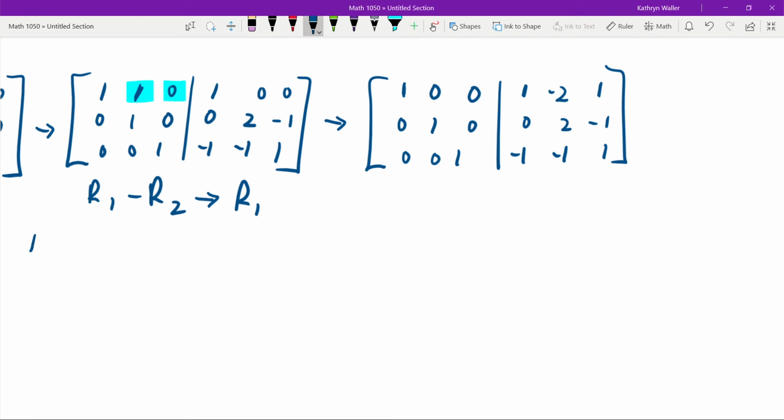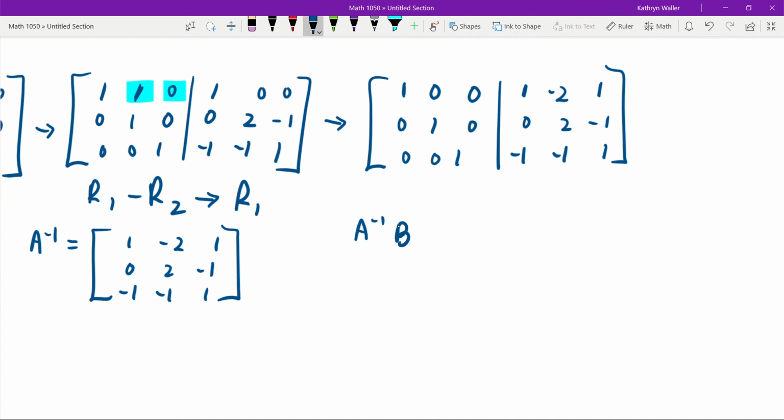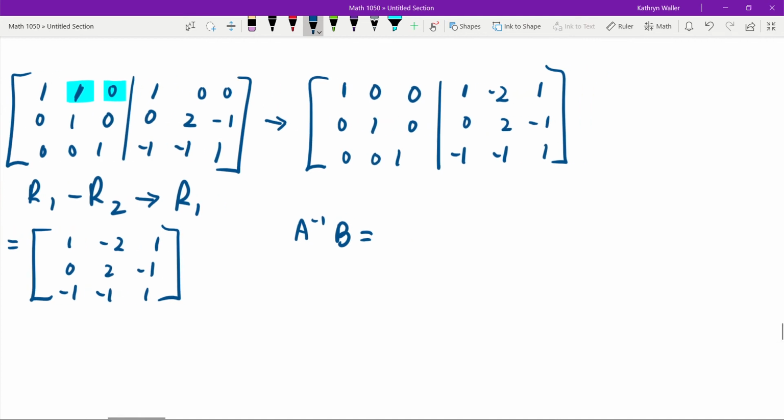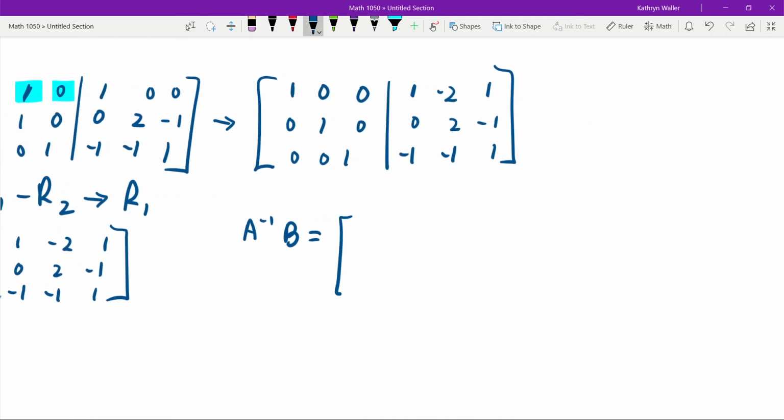Everybody go. A to the negative first equals [1, -2, 1], [0, 2, -1], [-1, -1, 1]. Then I want you to write down A inverse times B equals. So you write your inverse, and right next to it, you put B.